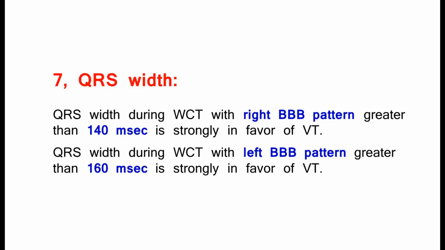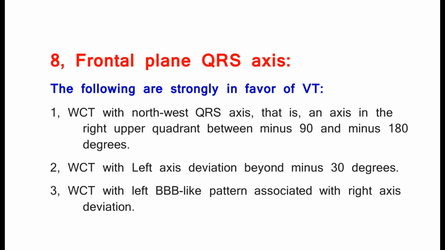7. QRS width. QRS width during WCT with right BBB pattern greater than 140 ms is strongly in favor of VT. QRS width during WCT with left BBB pattern greater than 160 ms is strongly in favor of VT. 8. Frontal plane QRS axis. The following are strongly in favor of VT.